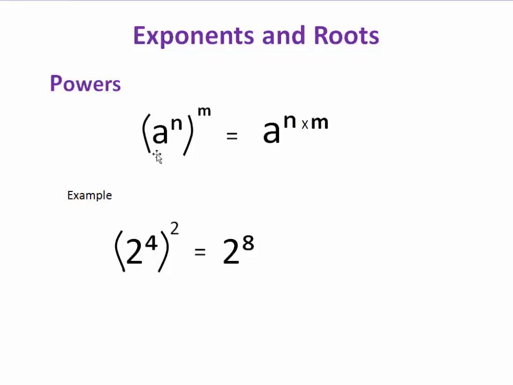Powers: if we've got a to the power n in brackets to the power m, we multiply the two powers together, so that's n multiplied by m. So 2 to the power 4 in brackets to the power 2, we multiply the 4 by the 2, which gives us 8, base 2.